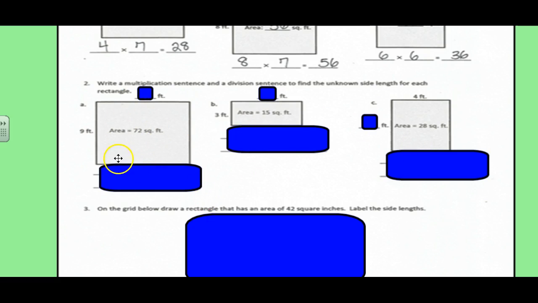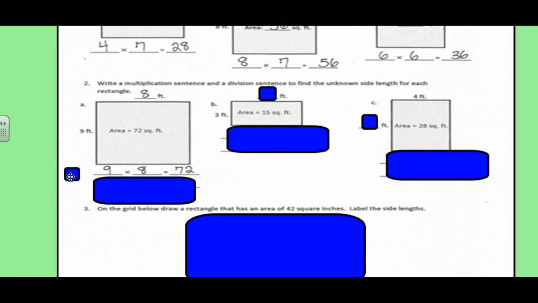So I know that the area is 72, and I know that one side length is 9, but I'm not sure what the other side length is. So I'm asking myself right now, what am I going to multiply 9 by to get 72?